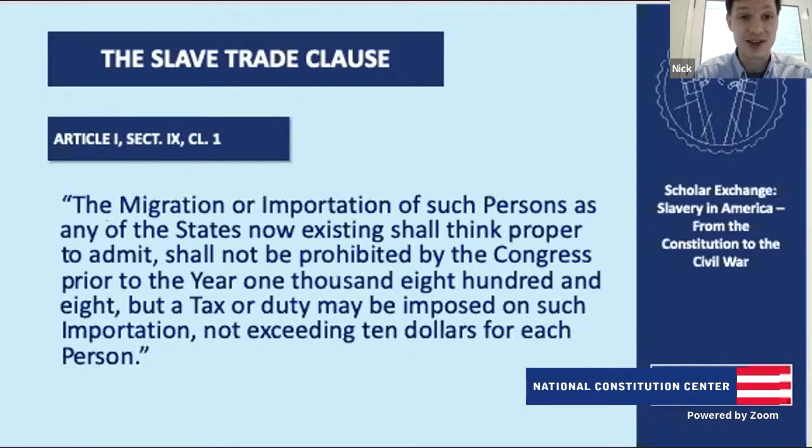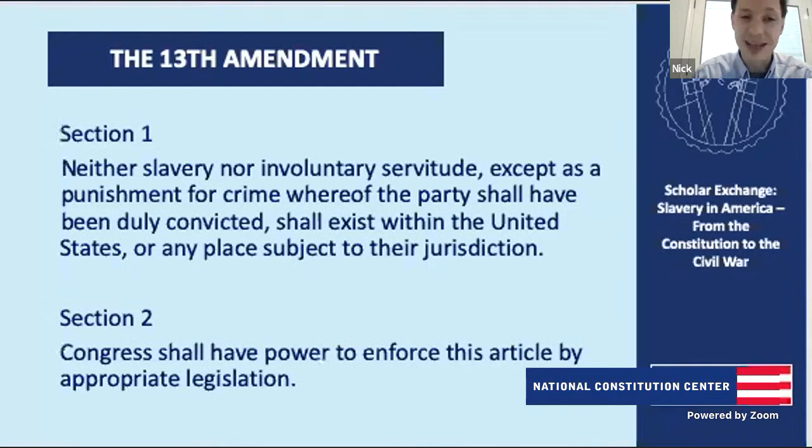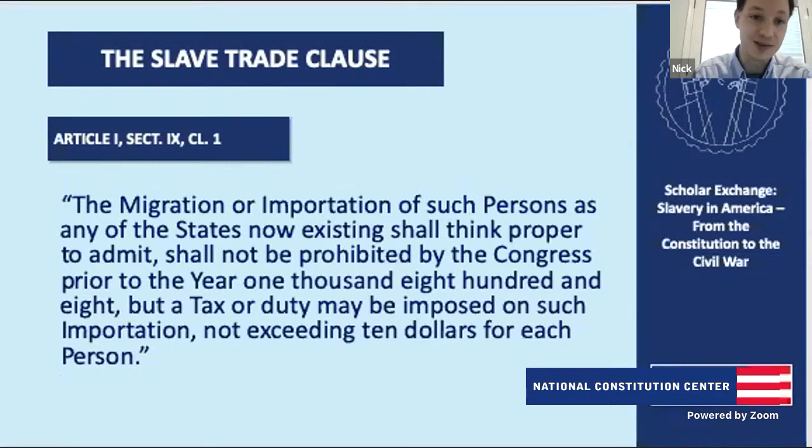The Slave Trade Clause is also another important piece of text. I think that comes up next. Yep, there it is. That's Article 1, Section 9. And essentially what this said was for 20 years, there's a moratorium on banning the slave trade. And then right after that, Congress could ban the slave trade. They did immediately, January 1st, 1808. As soon as they could, they banned it.